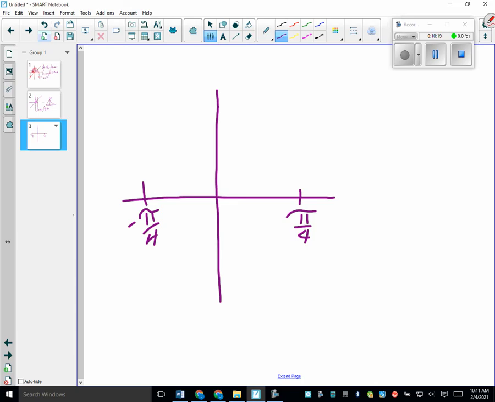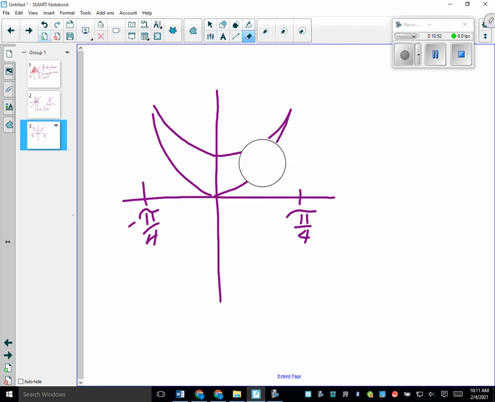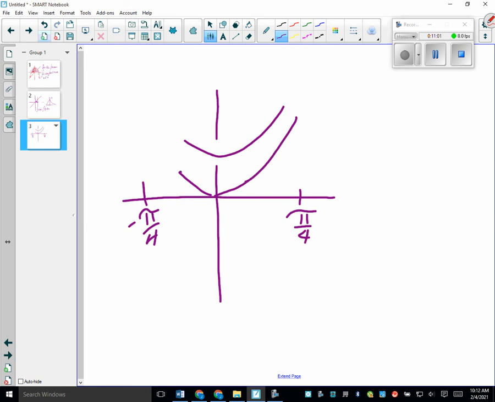I think it does something like this for secant squared. So it's from negative pi over 4 to pi over 4. And tan squared looks like this, I think. Huh? They don't touch. So does it do this? Yeah, more or less that.